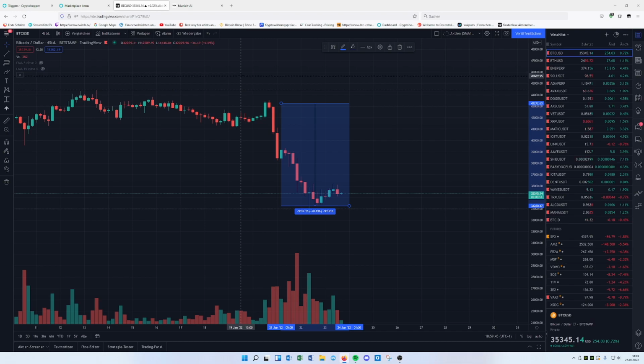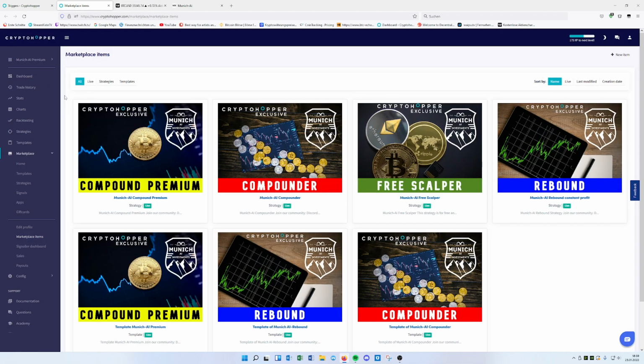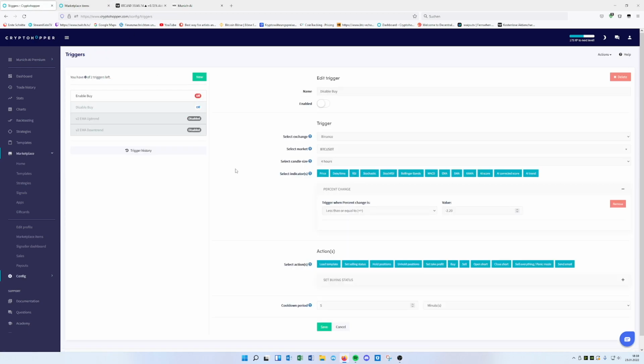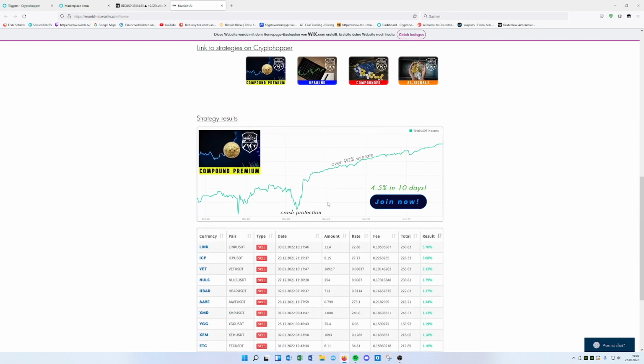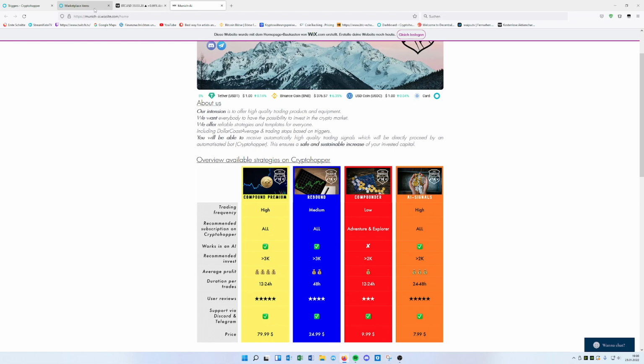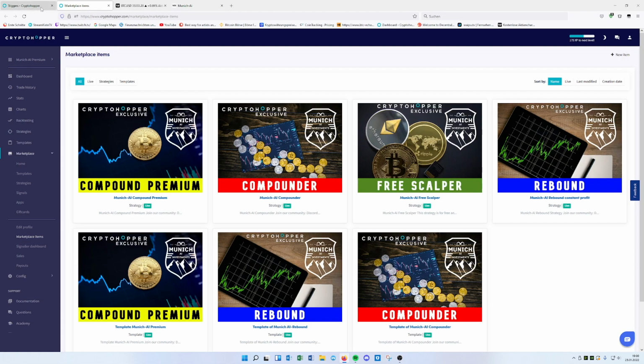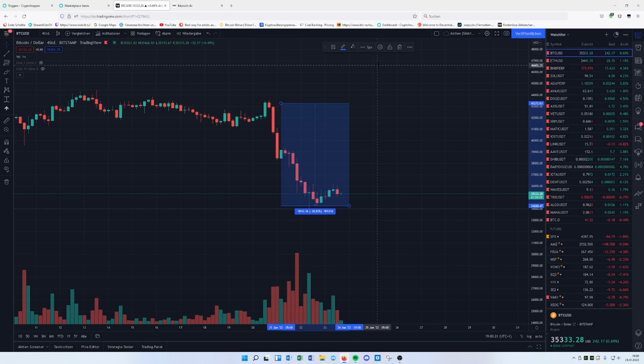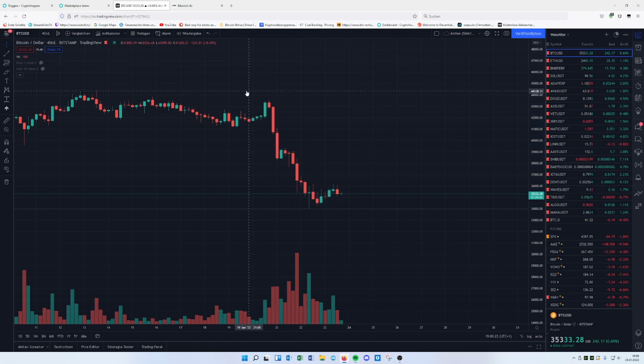If you get the strategies and the templates from us, you will have both trigger options included. So basically there are two different ones you can use. One is the crash protection. The crash protection is something where we always also make some advertisement or inform you before you buy our strategies that we have this included. This is basically the trigger function which will disable buy once the Bitcoin is dropping massively in a short time. So let me explain it to you.